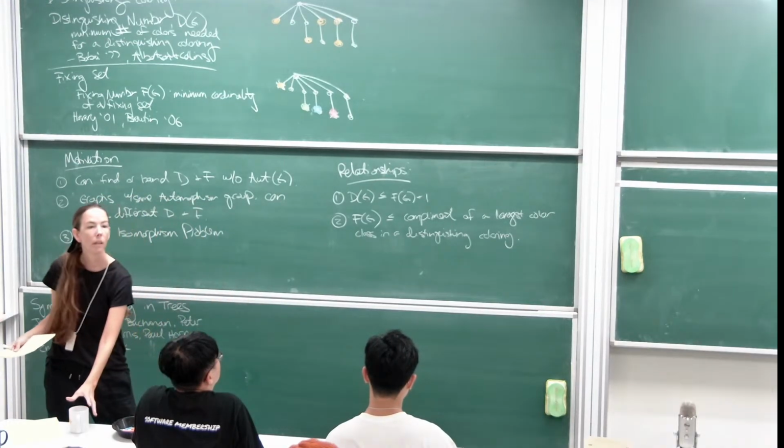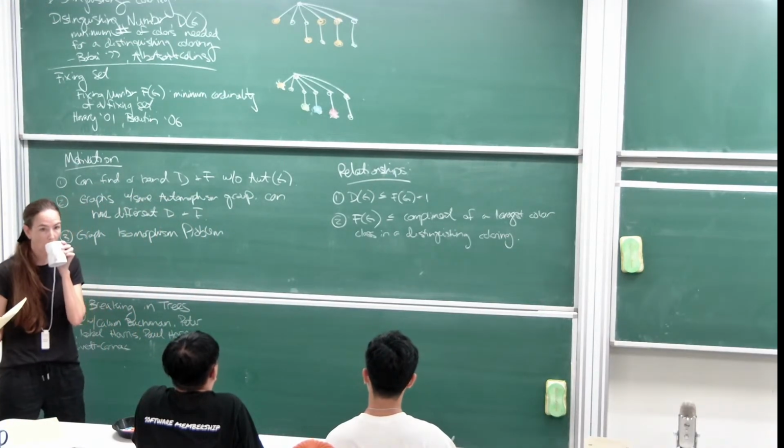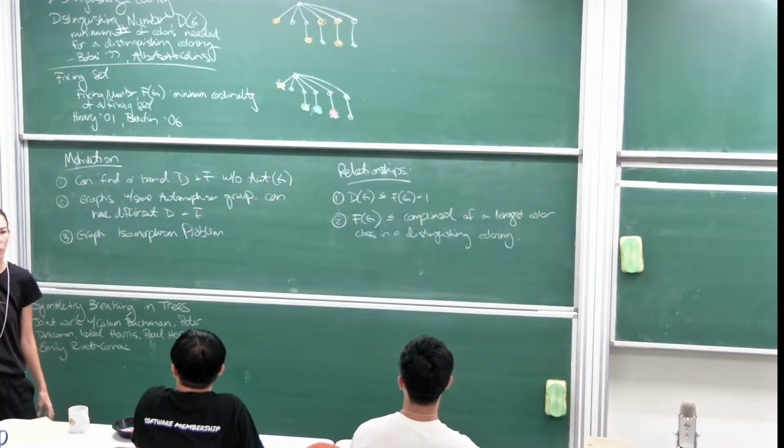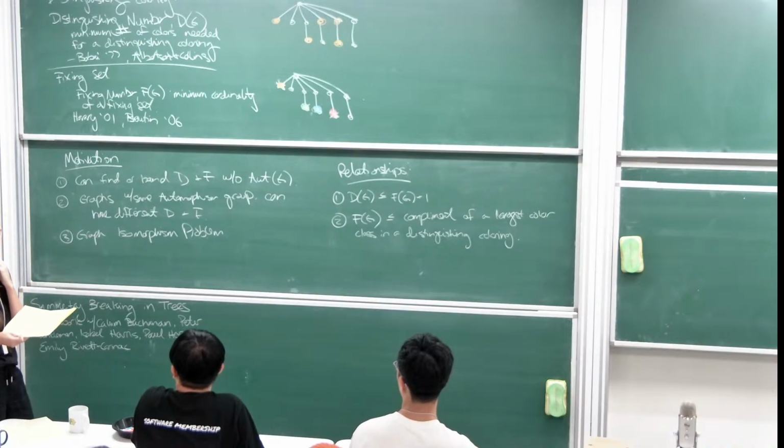Can I ask you a question? Yeah. So in the definition of this distinguishing number, do we only allow to color only the orange colors, or can we use more? You can use more colors. Then this relationship, the first relationship, why do we need this additional plus one?